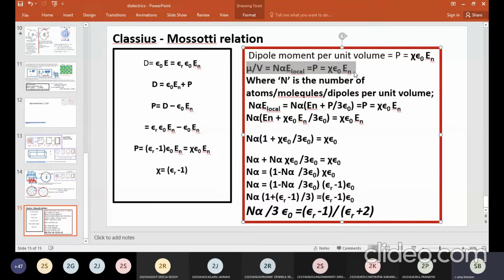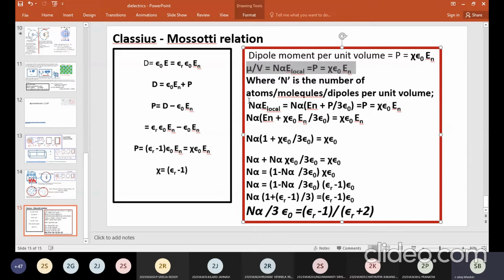In this, what is it? P bar is equal to mu by V, that is dipole moment per unit volume. Now dipole moment I represent as alpha into E. But where did this V go and where did this N come from? Mu is equal to alpha E, but the problem is P is the total dipole moment per unit volume.